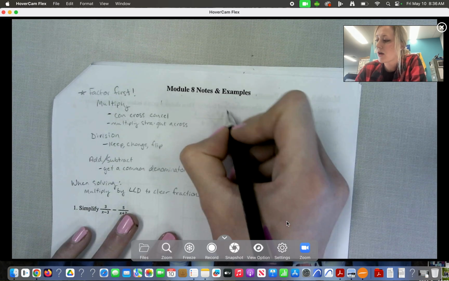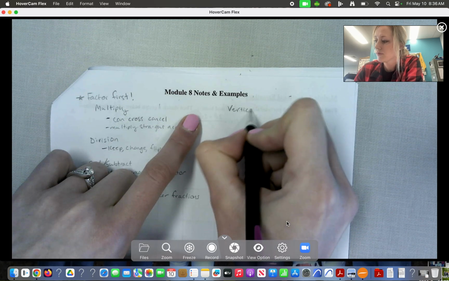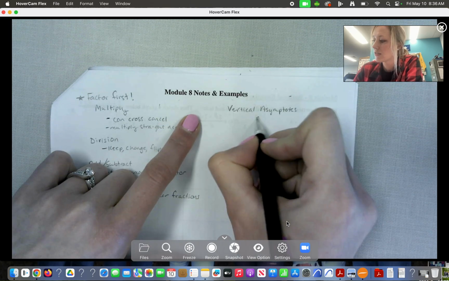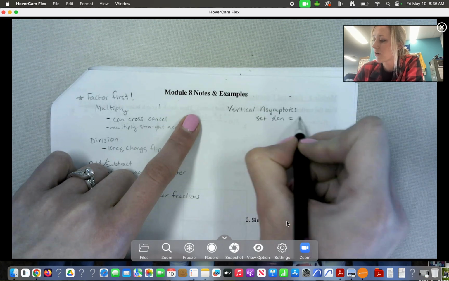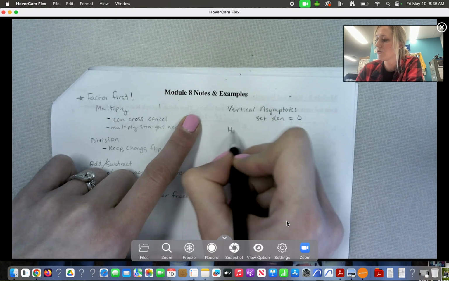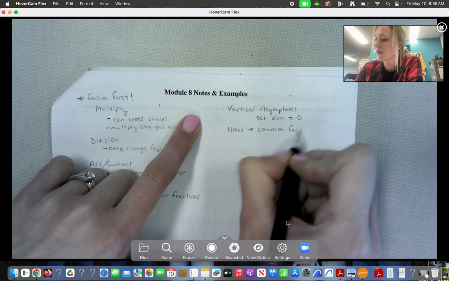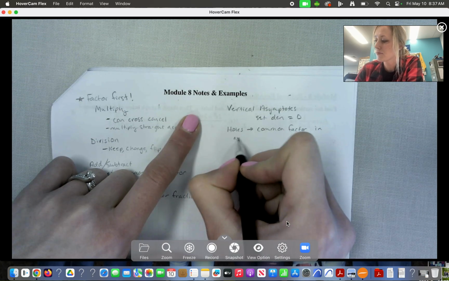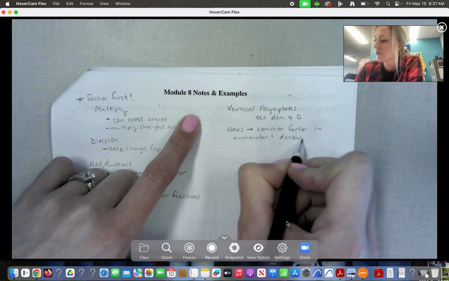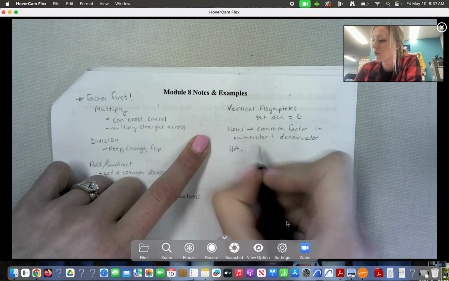So remember, vertical asymptotes, how we found those is we set the denominator equal to 0, okay? To find holes, common factor in the numerator and denominator. Okay. For horizontal asymptotes, we had 3 cases.